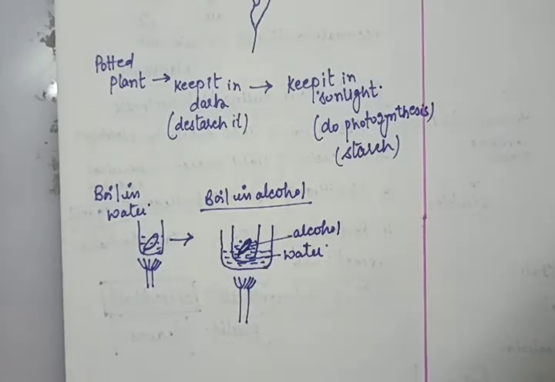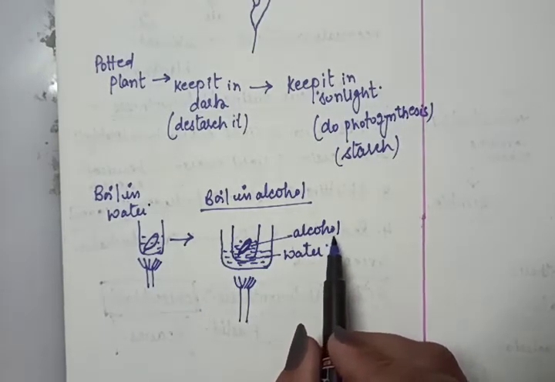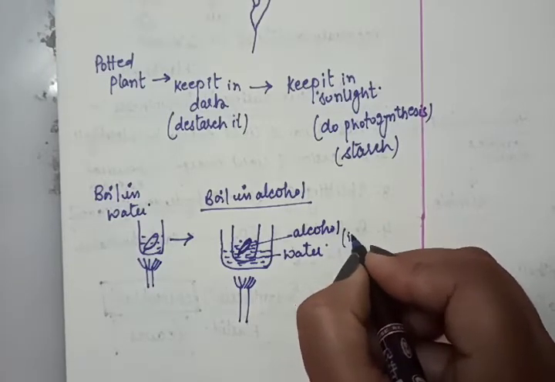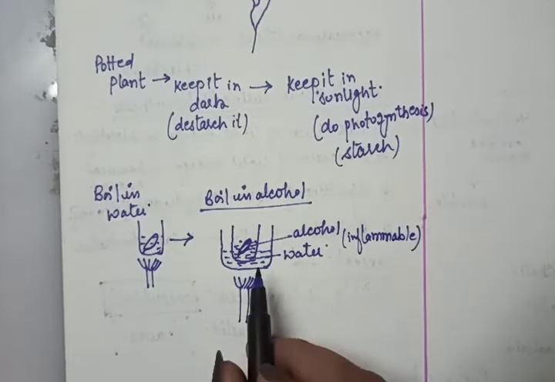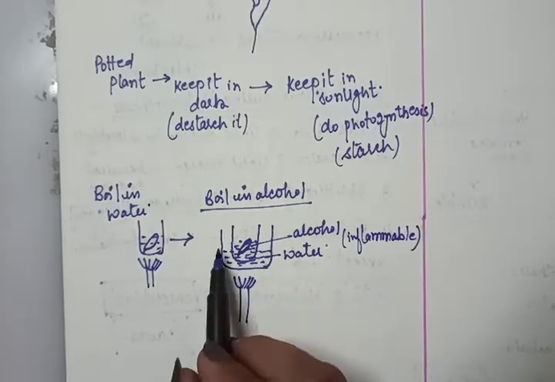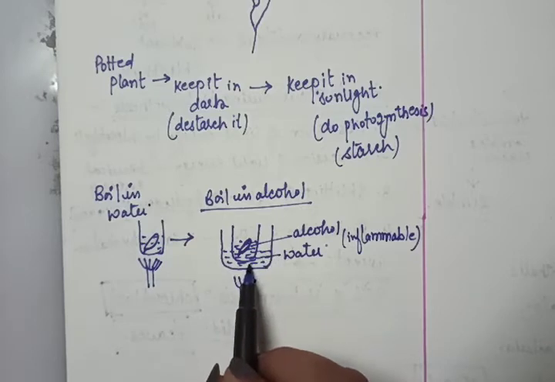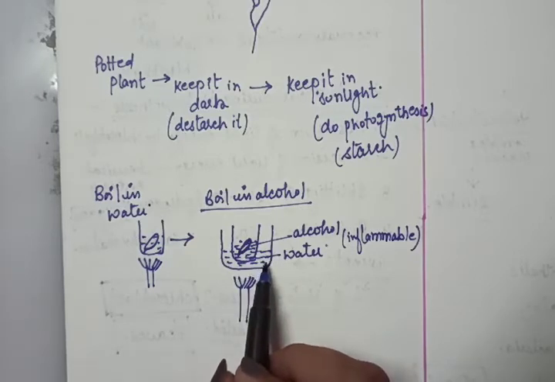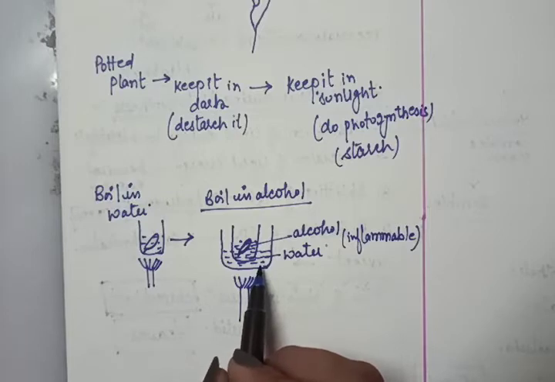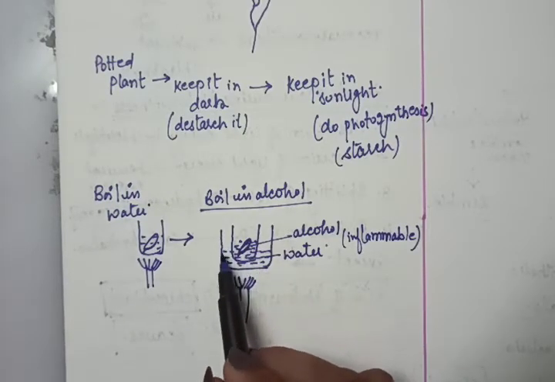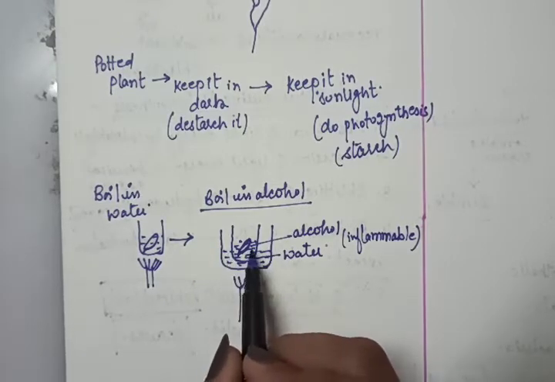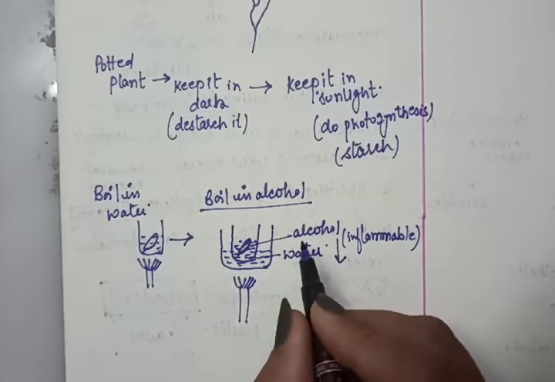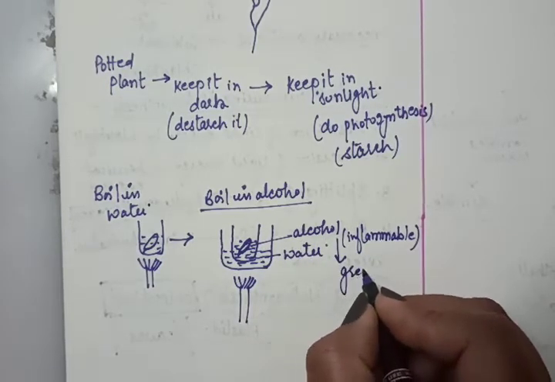We do not heat the alcohol directly because it is inflammable. Inflammable means it catches fire easily. So we are heating it in a water bath. This is called a water bath, by keeping the beaker of alcohol in a beaker that is containing water. Now, what happens when we boil the leaf in alcohol? The chlorophyll gets removed or dissolved in alcohol and the color of the alcohol becomes green.